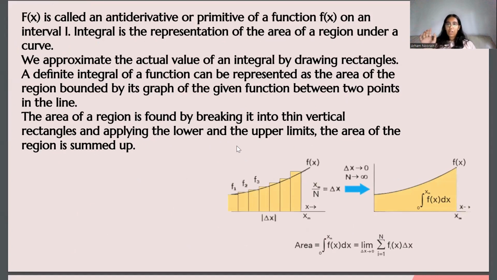See, if we have a curve and we have to find its area, in integration what we do is we divide it into small rectangles and then we add up all the rectangles and we find the accurate area.